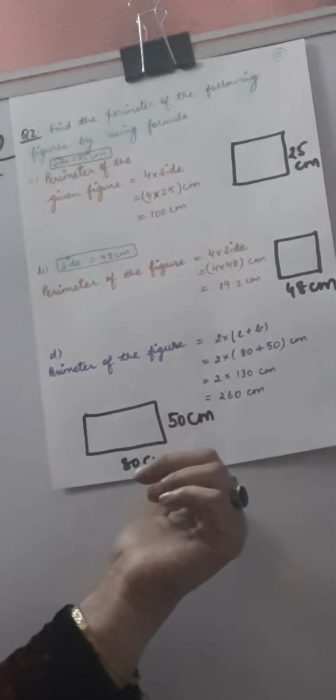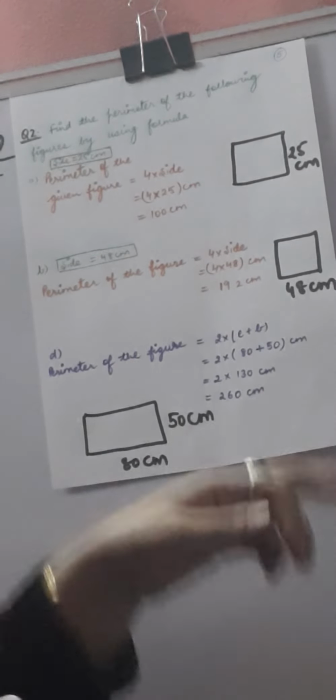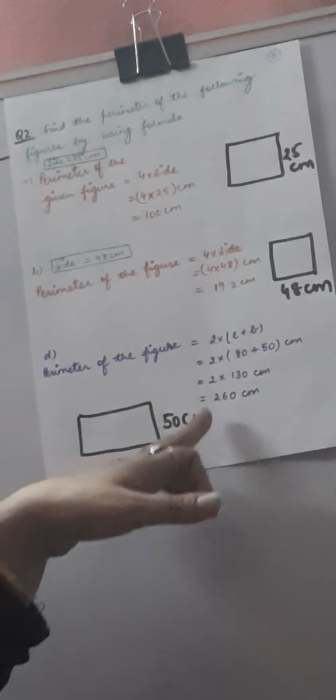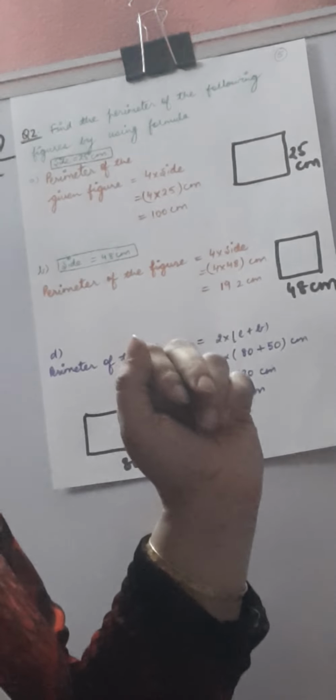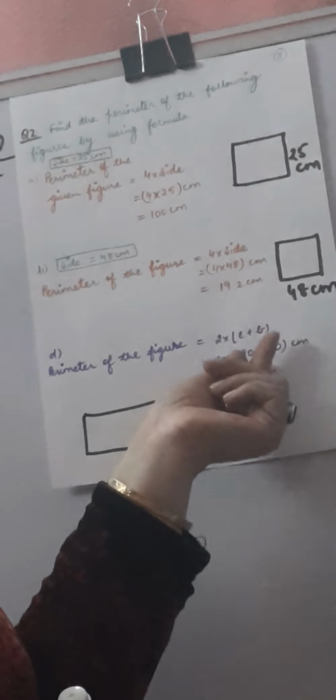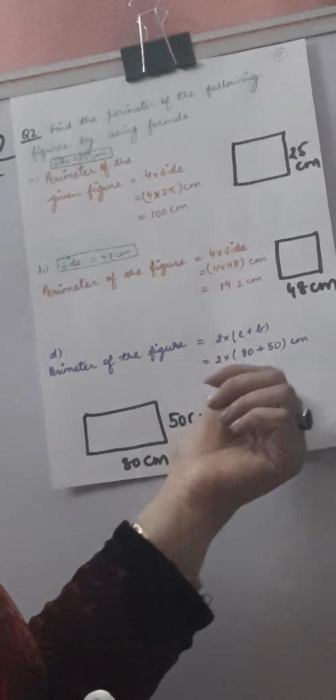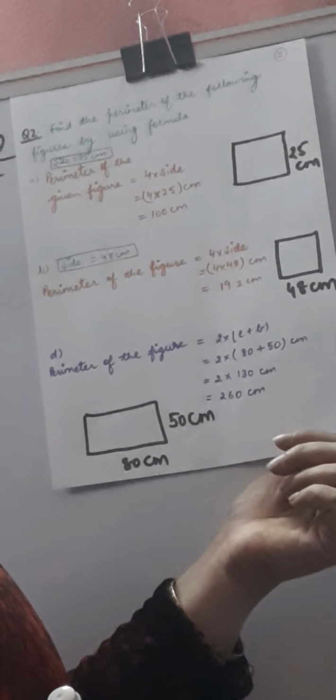Now, in this figure the length is given to you, 80 centimeter, and breadth is given to you, 50 centimeter. This is a rectangle and we know that the perimeter of a rectangle is 2 multiplied by (L plus B). So put the value of L: L is 80 here and B is 50 here. First of all we have to solve the bracket, according to the rule of BODMAS. 80 plus 50 is 130 centimeter and 2 multiplied by 130 is 260 centimeter.